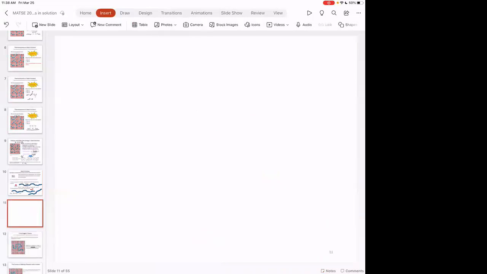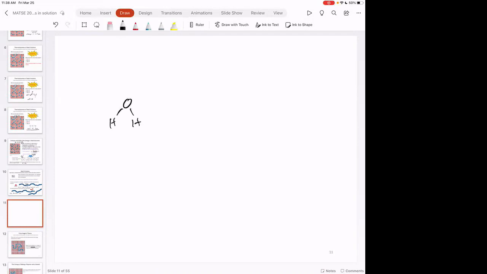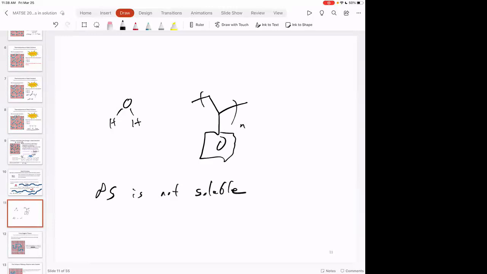remember we have water. I'm not going to draw these to scale. Water is obviously really, really small compared to our big old polystyrene, right? PS is not, so there's a big polarity difference.